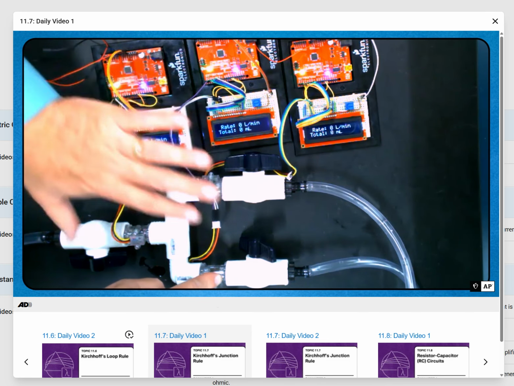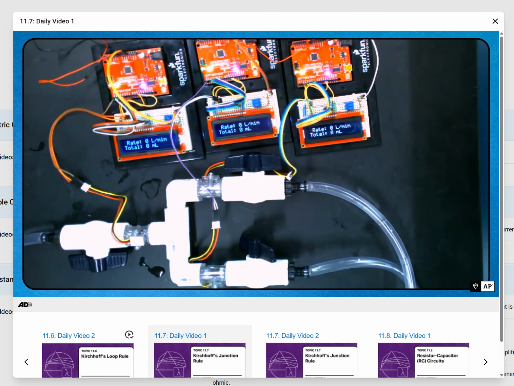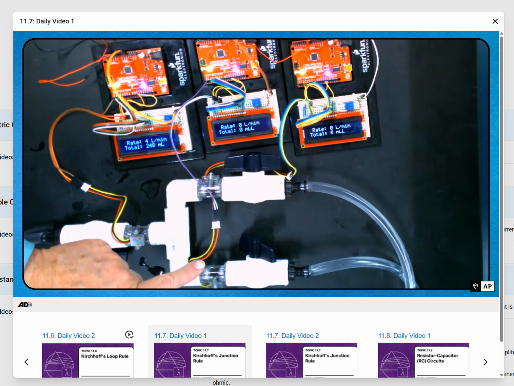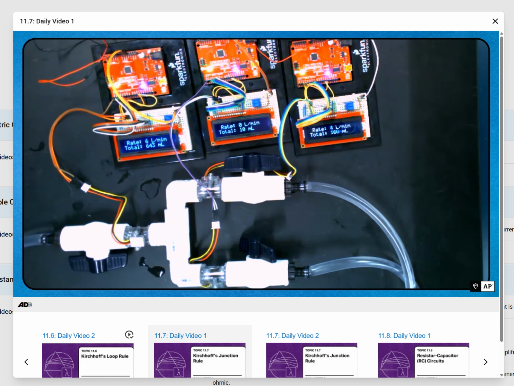I will say that this is not the intended use for these, so we're going to be maybe within 20% or so. But let's give it a try. I'm turning on the water. And you can see we've started reading here. There was some air in the line, so that's going to throw us off a little bit. But you can see that all three are reporting the volume of water that has gone through these pipes.